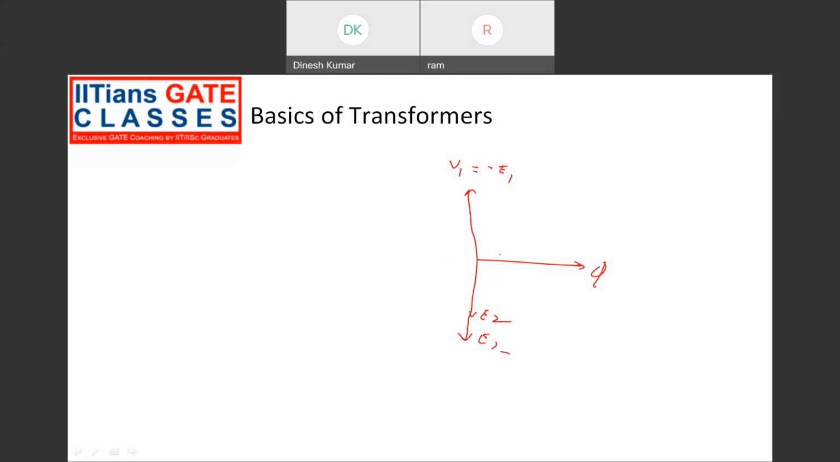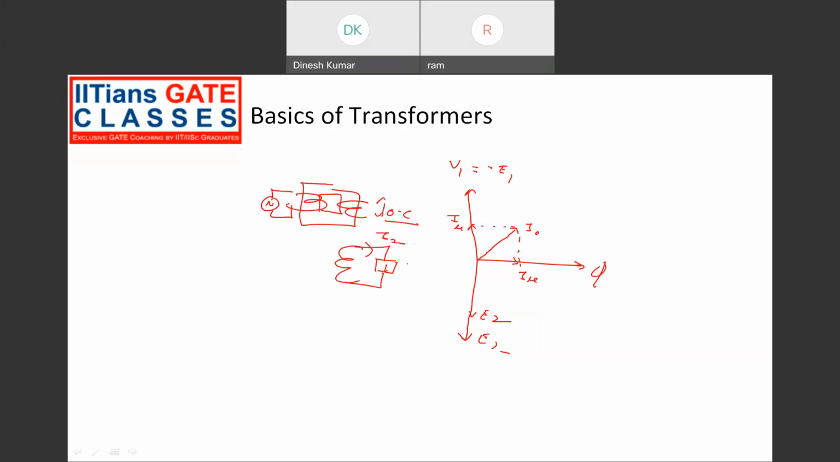But a practical transformer draws some no load current I naught to supply iron losses as well as to create working flux. Earlier we saw the transformer primary connected to supply with the secondary open circuited. Now I am connecting a load to the secondary winding, so the current I2 flows. Let's say the load is a lagging type of load. Then current I2 lags E2 by an angle theta 2.